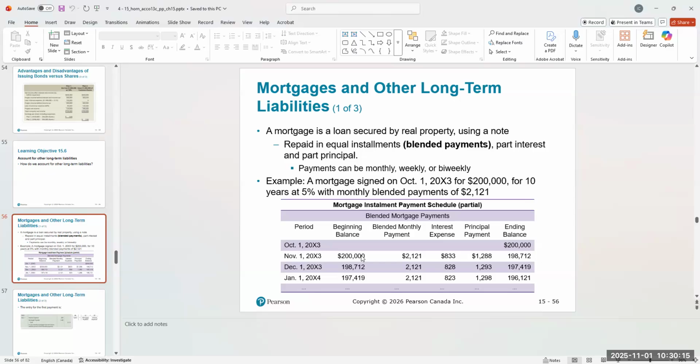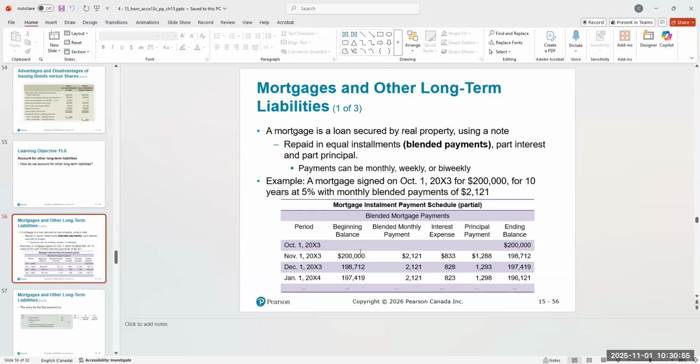Now, on the repayment, you don't have to do this crazy schedule which I showed you for the bonds, but you have to do a different schedule. And that schedule will include those blended payments. Now, what does blending mean? Blending means combining two things into one. It means that with one payment, you're going to pay two things. You're going to pay interest and you're going to pay principal.